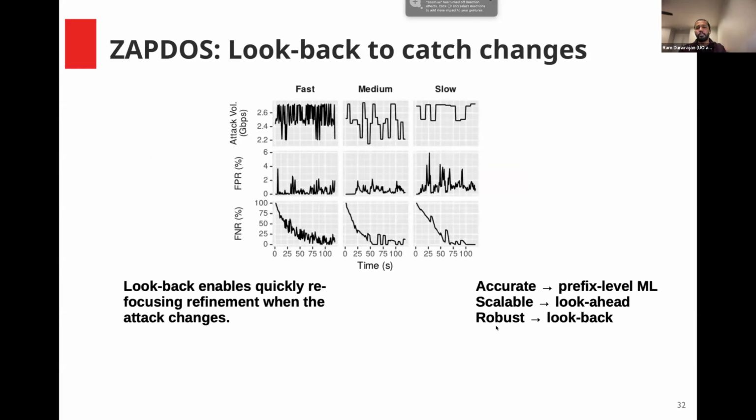And so we have simulated this for about 100K attacks, and we tried faster attacks where the attacker is constantly changing addresses in a really rapid fashion, medium pace, slow pace, and across all of them, we had really low false positive for Zapdos, as well as the false negative rate. They converge quickly in about 100 seconds. So this again tries to demonstrate that Zapdos can effectively address all three requirements that we set forth.